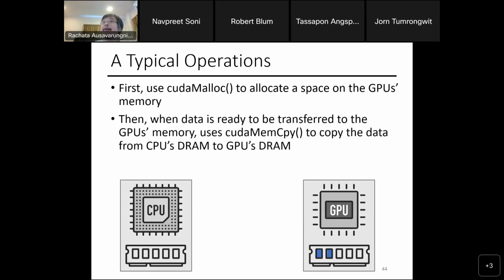Then when the data is ready to be transferred, you transfer the data from the CPU to the GPU. So you transfer the data over. Another point of bugs that can happen, beyond just malloc and segfault: don't forget to transfer the data.